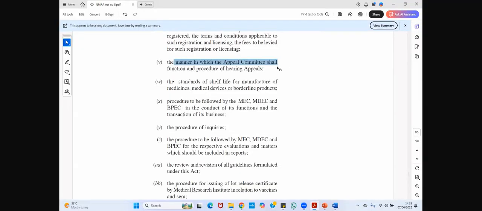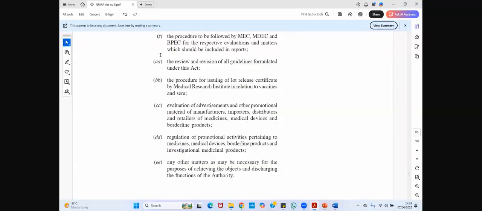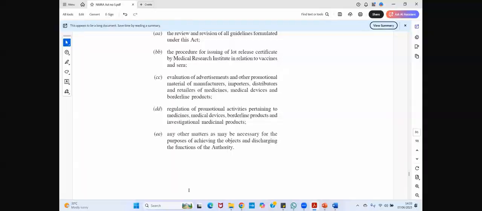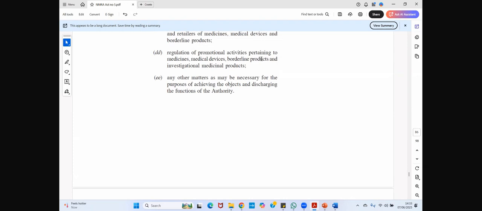Appeal committee function, shelf life of manufactured products, procedure followed in medical evaluation committee, medical device evaluation committee, borderline product evaluation committee and their functions, and the procedures to be followed in MEC, MDEC, and BPC, and review and revision of guidelines formulated under this Act, procedures, and evaluation of advertisements and promotional materials of manufacturers, importers, and distributors, and regulation of promotional activities pertaining to medicine, any other matters, right?